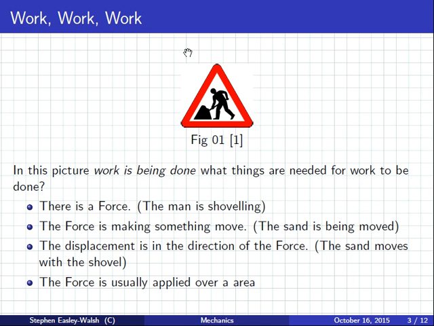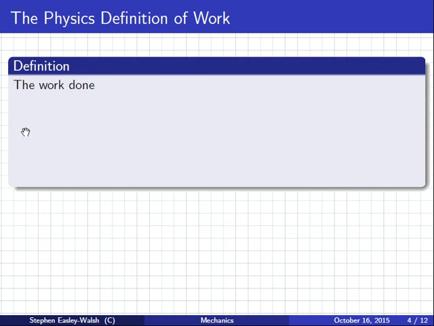Right. And finally, the force is usually over an area. So, for example, if I was lifting this up, there's a force, there's a distance, and also on my hand there's an area. Okay. So let's have a look here. So definition, what exactly do we mean when we say work in physics?